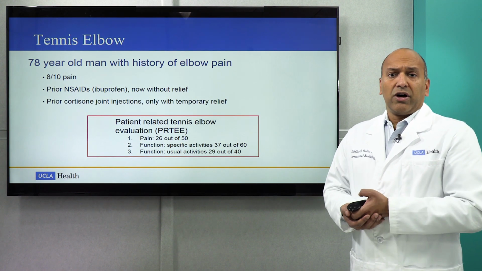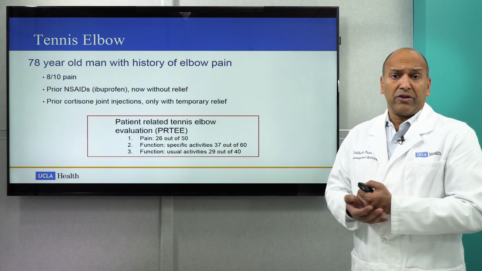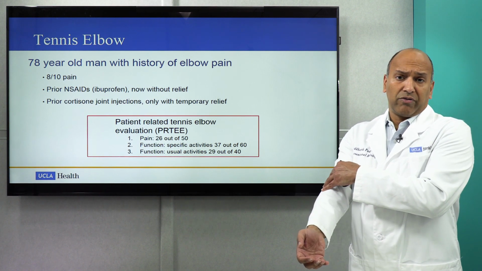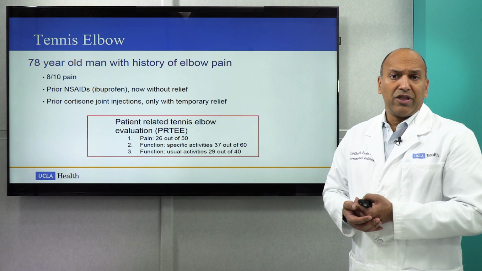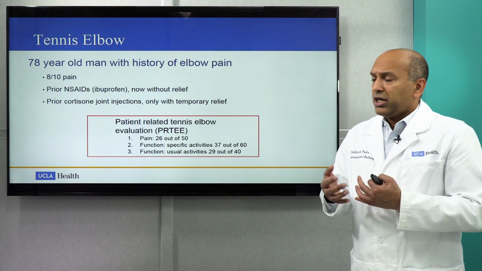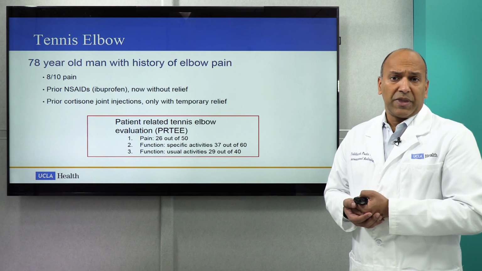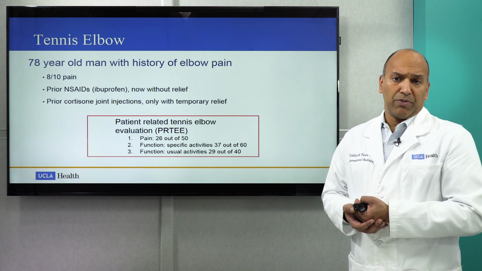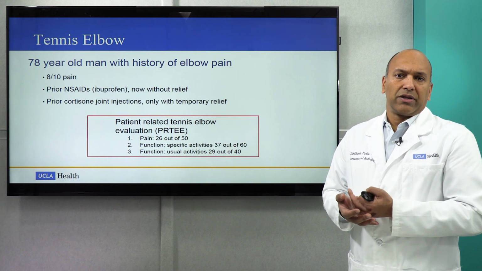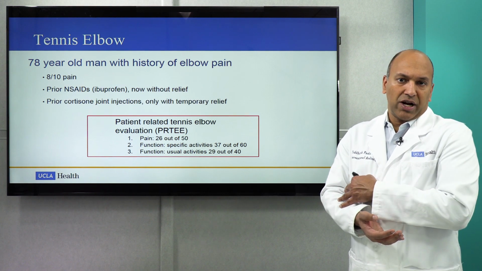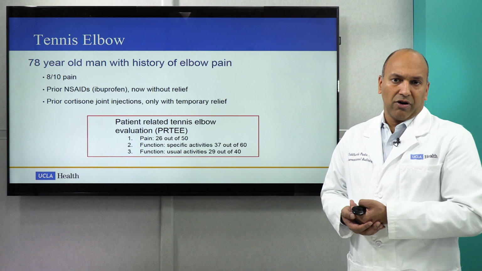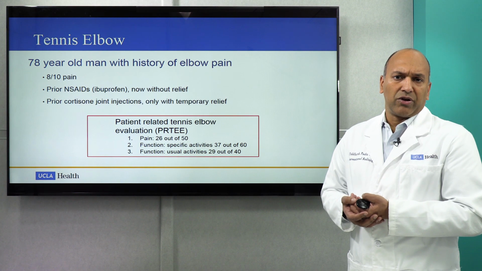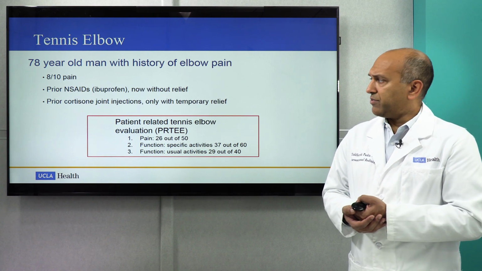I'll show you one case of a patient presenting with tennis elbow. This is a 78-year-old man who presented with elbow pain on the outside of his elbow for several years. He was an avid tennis player and then became an avid pickleball player. He reported his pain as an 8 out of 10. He tried the conservative treatments such as non-steroidal anti-inflammatory drugs such as ibuprofen and naproxen, and those worked, but they gave him temporary relief. He also tried a brace, but the pain returned when he took the brace off. He even underwent some injections with cortisone, and those, while they did give some relief for a few weeks, wore off after some time.